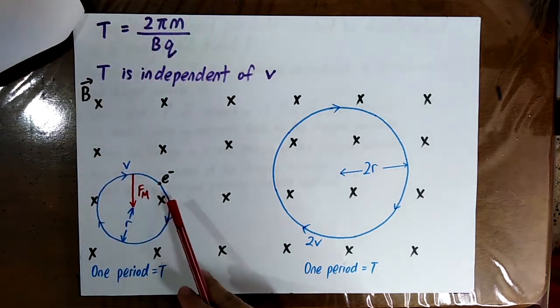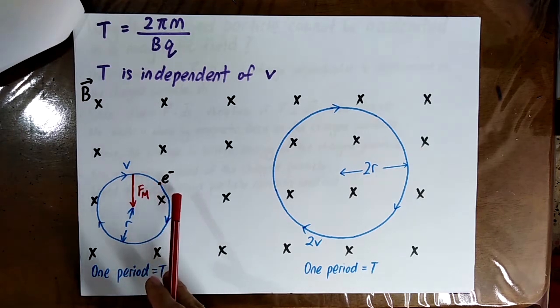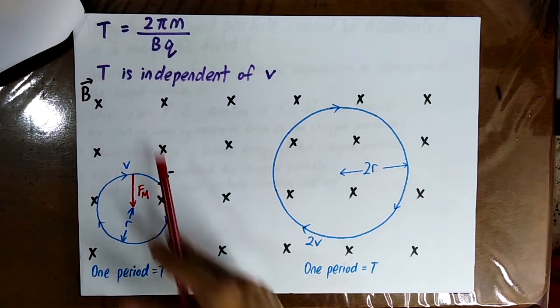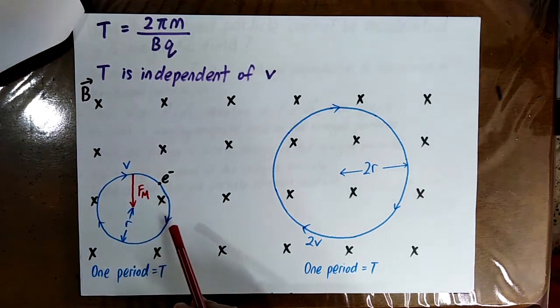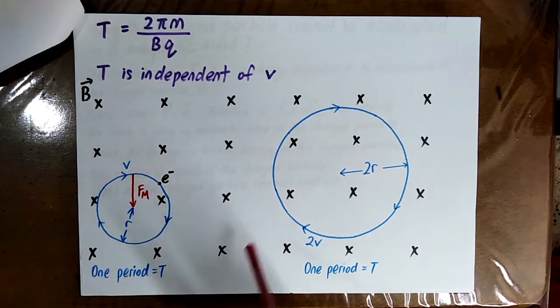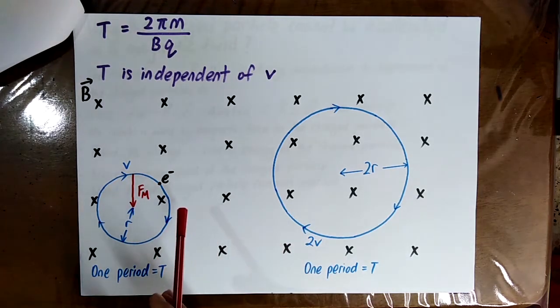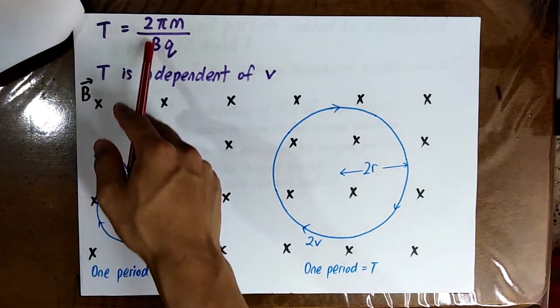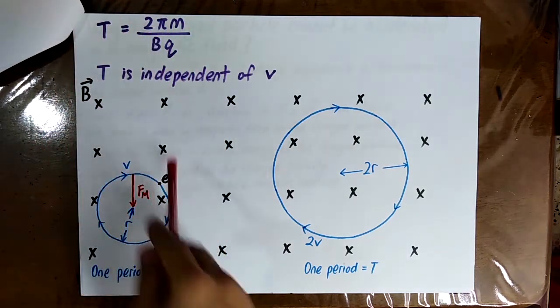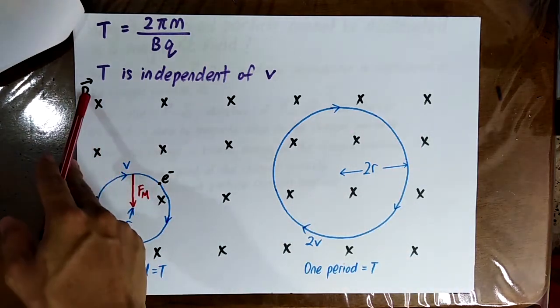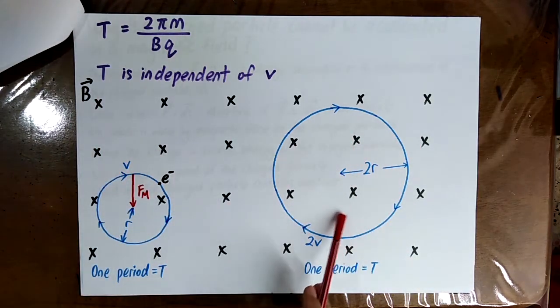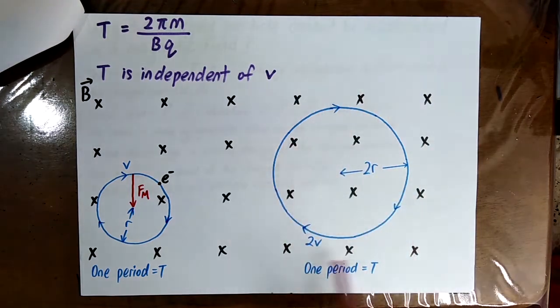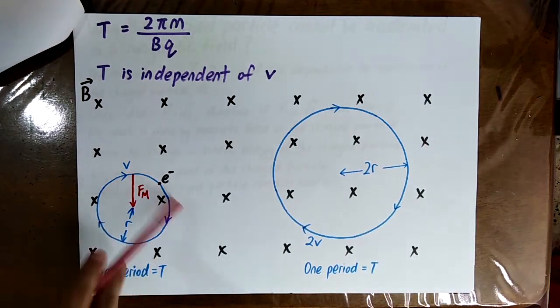The mass of the electron is 9.11 times 10 to the power negative 31 kilogram. The charge of the electron is negative 1.6 times 10 to the power negative 19 coulomb. So you know that actually T is inversely proportional to B only. But in both cases, the B has the same magnitude. So you know that the period here is equal to the period here.